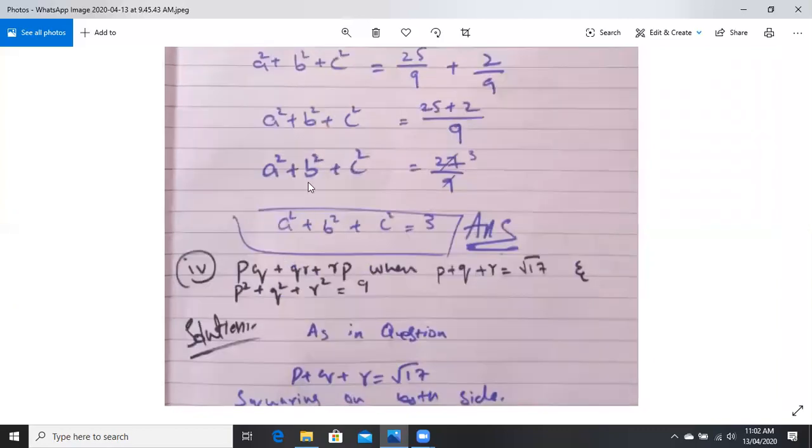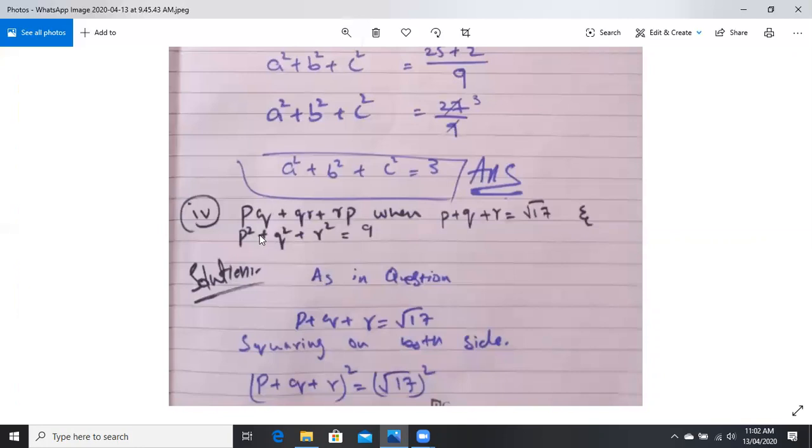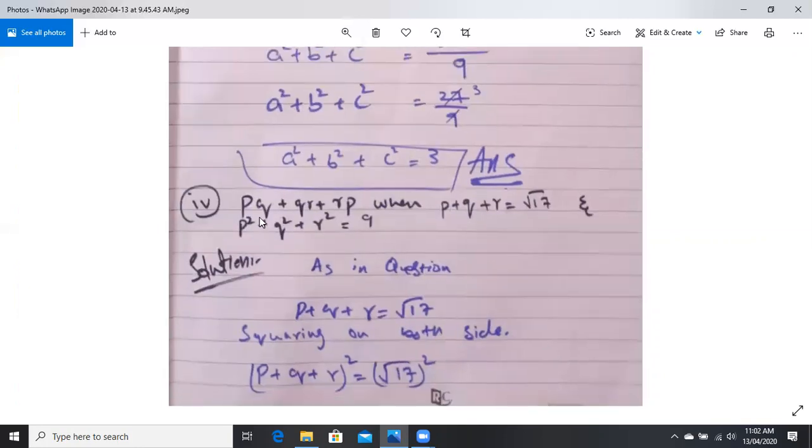So now we are moving towards the next question, which is the easiest question. PQ plus QR plus RP. We have to find the value of PQ plus QR plus RP. And given that P plus Q plus R equal to square root of 17 and P square plus Q square plus R square equal to say 9. So here they just change the numbers because two numbers are given and one is unknown. So we can solve it easily.